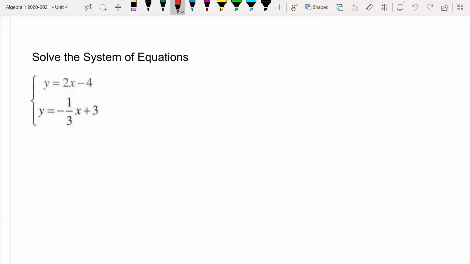So hopefully you paused it and you tried it. I would say the best method, you can pick one or the other, is either going to be graphing because both of them are already in y equals mx plus b form, or you could also use substitution. I can sub in the y for the other y.